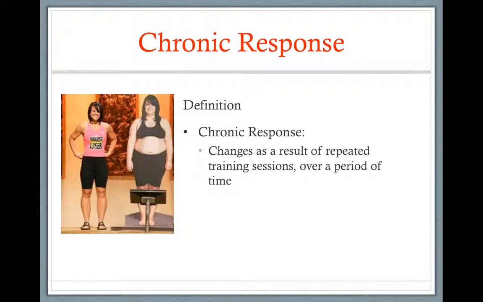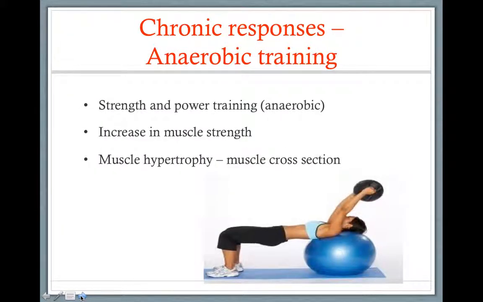Now, an example of a chronic response to exercise could be an increase in VO2 max, which all of us would undertake during pre-season. We come out not as fit as we probably should be. We go through repeated training sessions over a long period of time, usually 6 to 8 weeks. As a result, we would see an improvement in our VO2 max. That is a chronic response to training. So we've got short-term, long-term, acute, chronic.